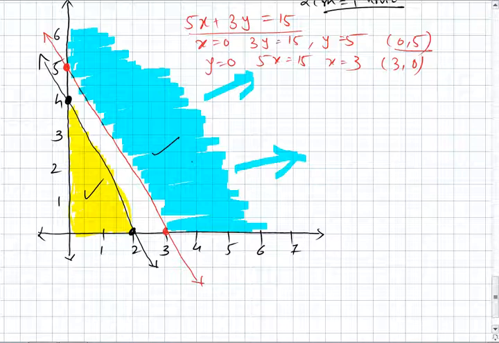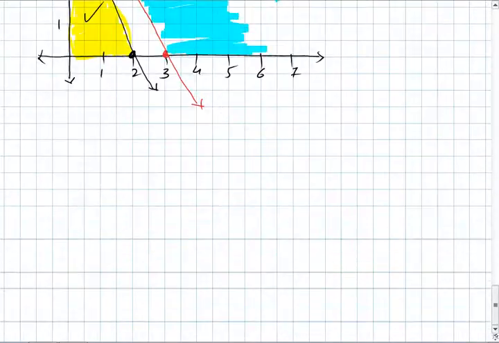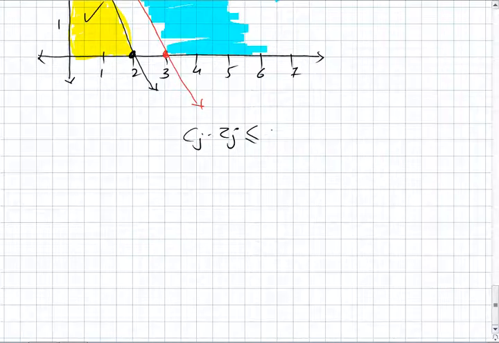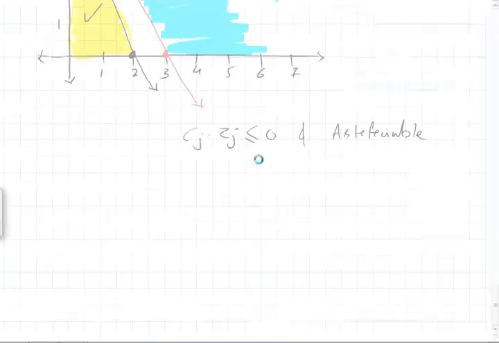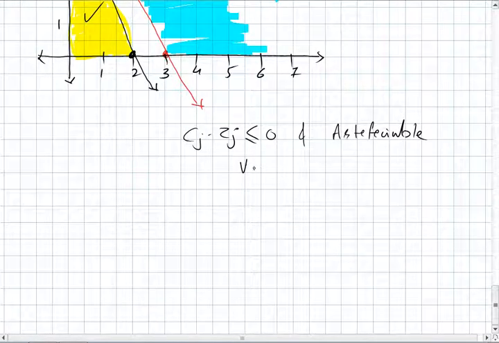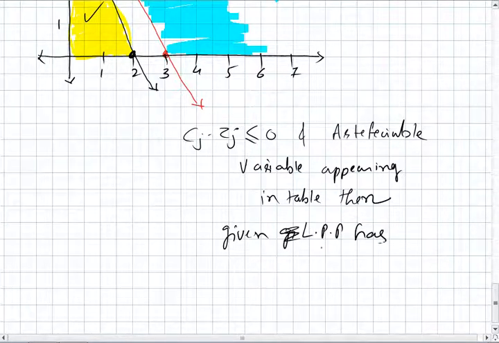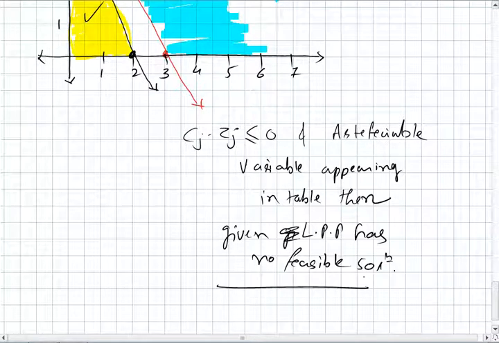Okay, so we have seen that in any big M process, if Cj minus Zj are all less than or equal to 0 and artificial variables are appearing in the table, then the given linear programming problem has no feasible solution. Today we have seen one problem which does not have a feasible solution.